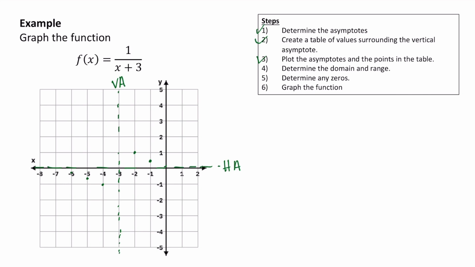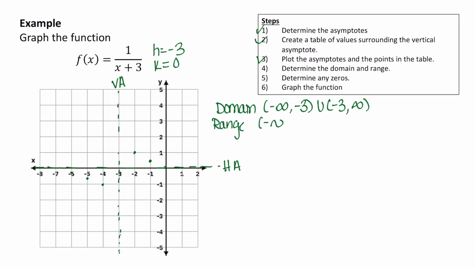Okay, so we know the value of h is negative 3, and we know that the value of k is 0. So from those definitions that we had, we know that the domain is going to go from negative infinity to negative 3, and it's going to go from negative 3 to positive infinity. The range is going to go from negative infinity to 0, and it's going to go from 0 to positive infinity.